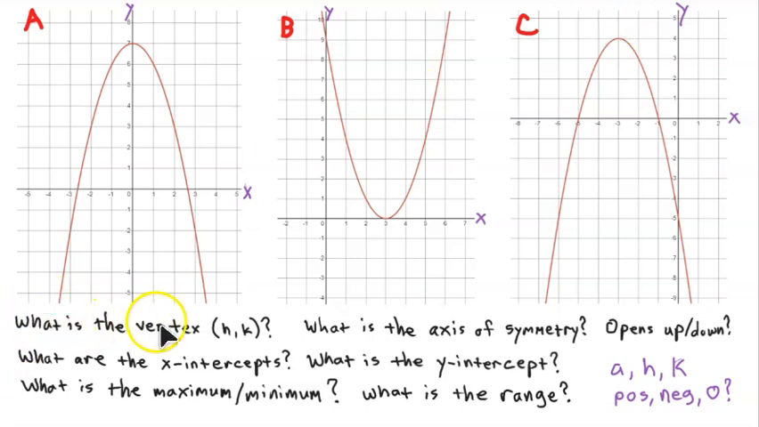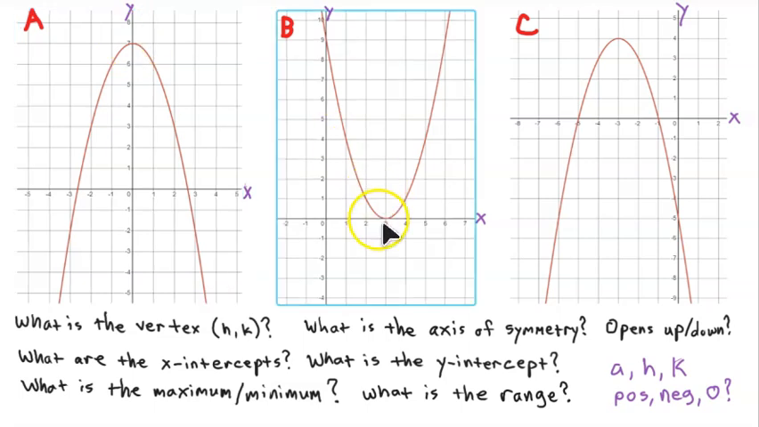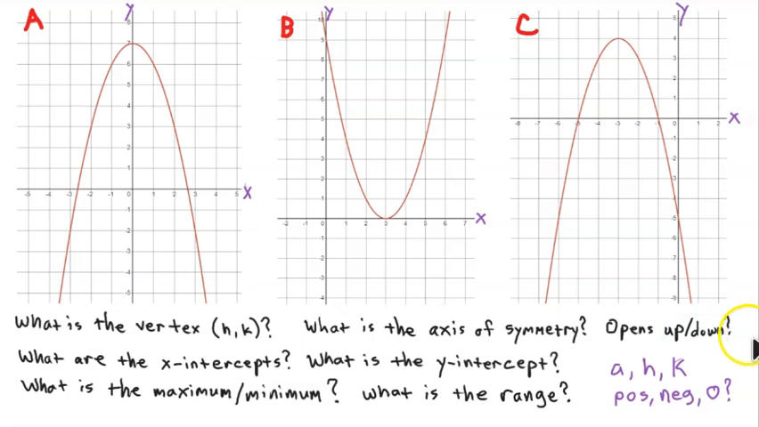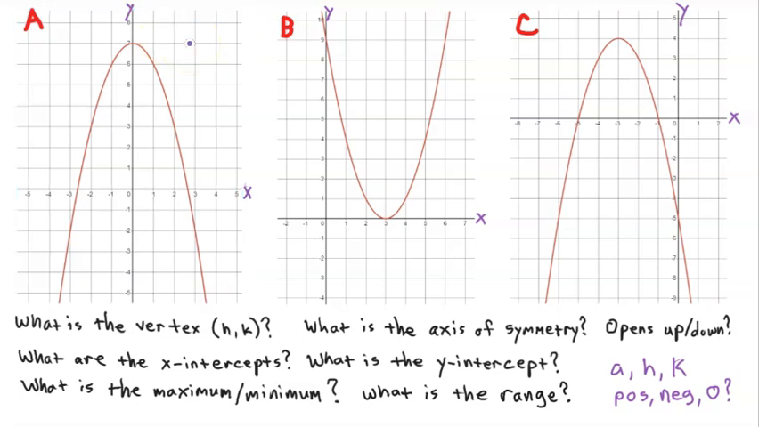The first thing says, what is the vertex, which is the coordinate (h, k)? Like I said previously, the vertex is simply the point where the graph turns around. It will either be the top of the graph or the bottom of the graph, depending on whether the graph opens up or down. The vertex is this point right here, so I'm going to put a dot there.